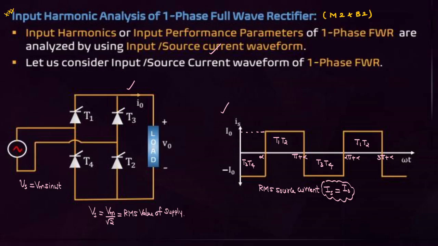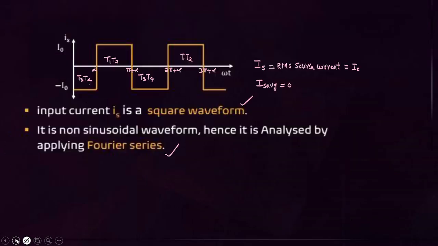Friends, we know that in a full wave rectifier, it may be a midpoint type rectifier or a bridge rectifier, the source current is a square wave. A square wave means it is non-sinusoidal. Any non-sinusoidal waveform is analyzed by using Fourier series. That's why for this waveform we have to apply the Fourier analysis.